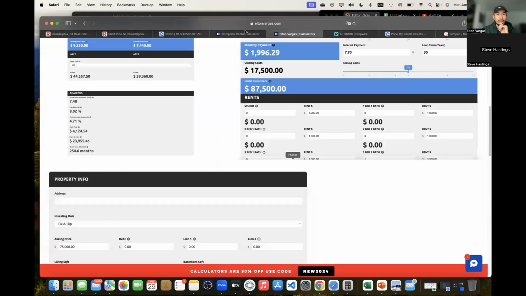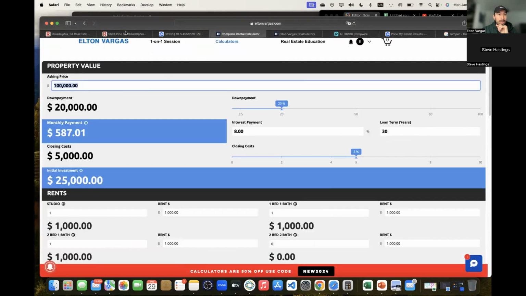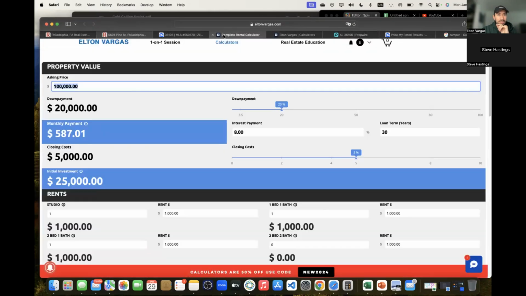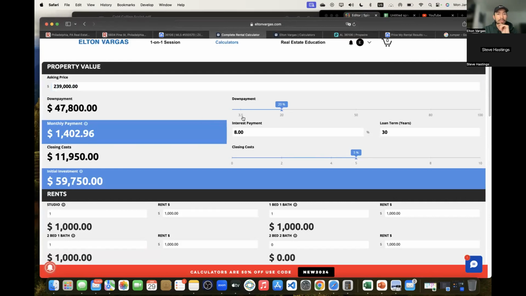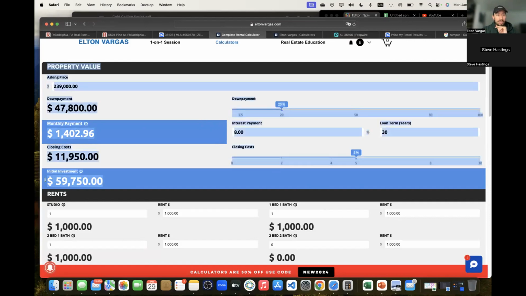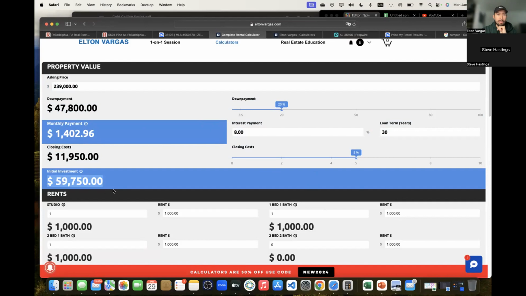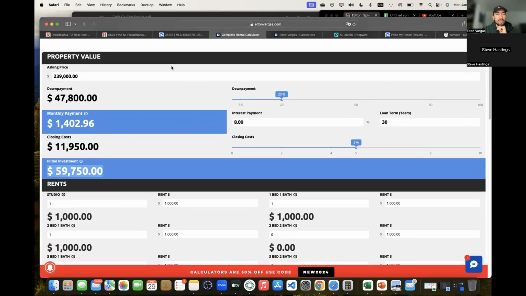Now with the rental calculator, I put in the asking price. The seller's asking 239, not bad. My down payment, I'll leave it as 20%. Right now I can probably get a 7.5, but I'm going to play it safe and stick with the 8% interest rate. I'm not going to pay the buyer's closing costs on this, because again I'm trying to minimize my initial capital on the property. And we were looking at a 1-1 and a 2-1.